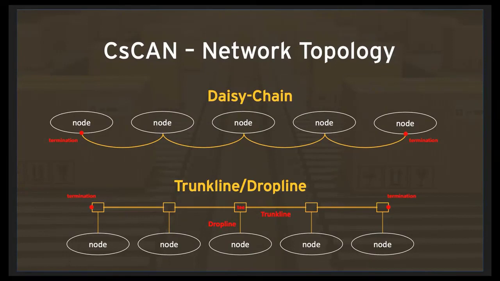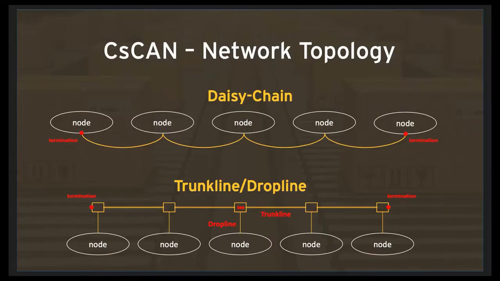Now, CsCAN is typically implemented in a daisy chain type fashion, where the network cable is run from node to node to node, and at the two ends of the network, you have what's called termination, and we're going to cover that more later on in the presentation.